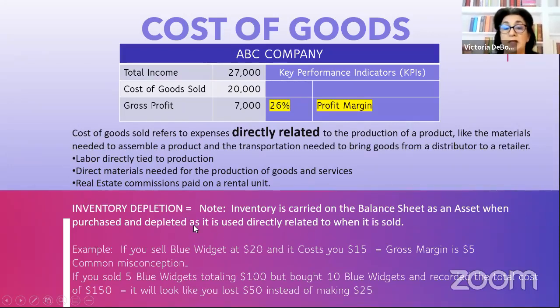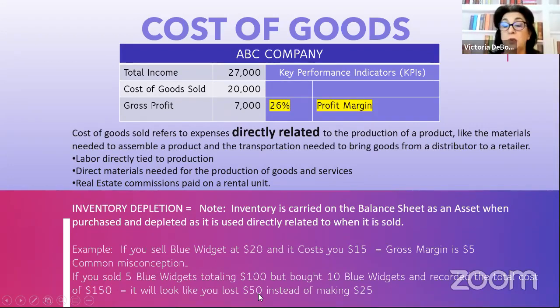So here's a great example explaining what I mean by that, and a crucial mistake that sometimes gets made that people have to bear in mind. So again, trying to explain it as easily as possible. For example, if you have a blue widget that's $20 and it costs you $15, the gross margin's $5. So what happens sometimes is, let's say you sold 5 blue widgets, but that month you actually bought 10 blue widgets and recorded the total cost of $150.